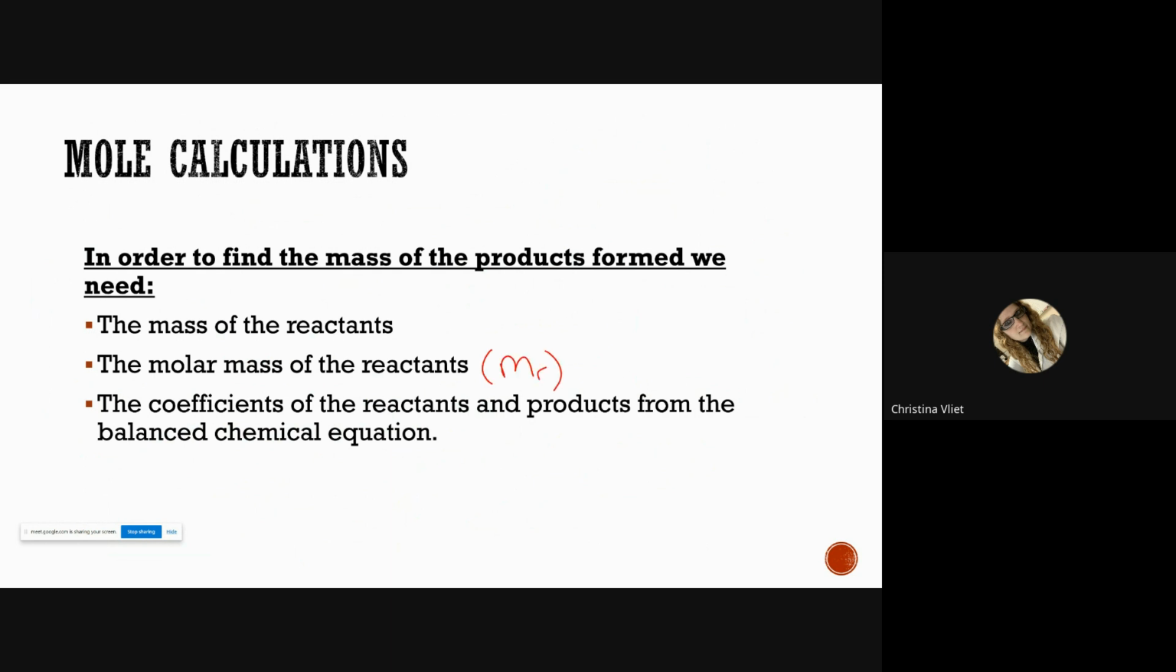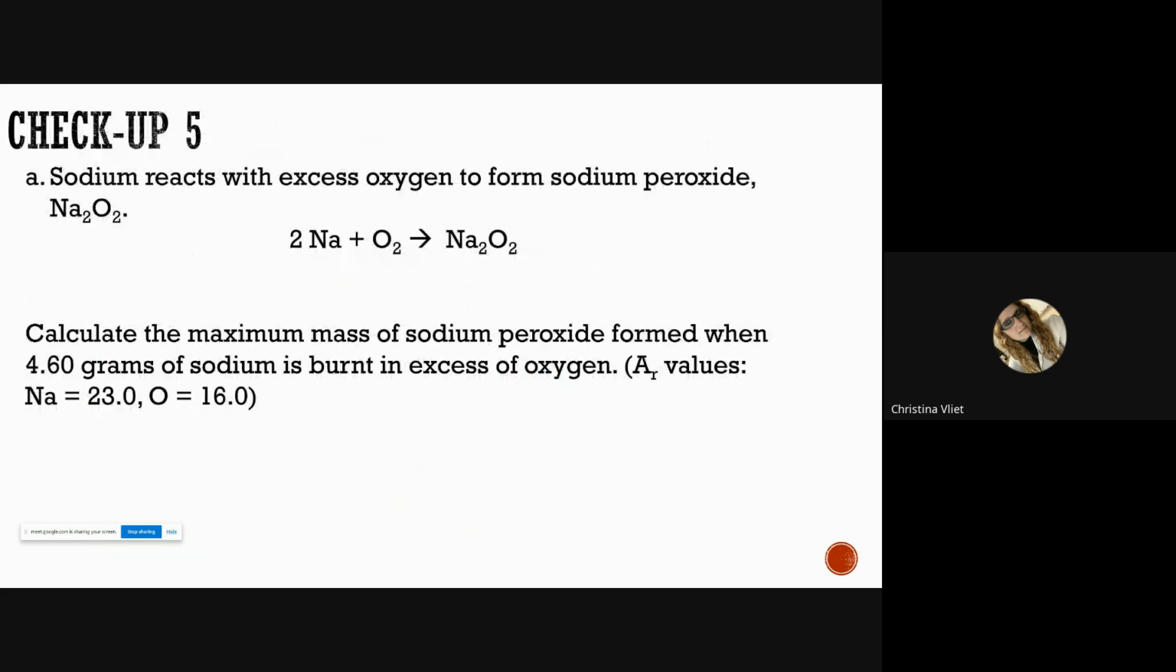And the coefficients of the reactants and products. So, next question. This says check of 5. I always want to remind you, where am I pulling these questions from? This is from Cambridge Test. These questions are not past Cambridge exam questions. They are written by the same governing body, though, so they are good for practice.